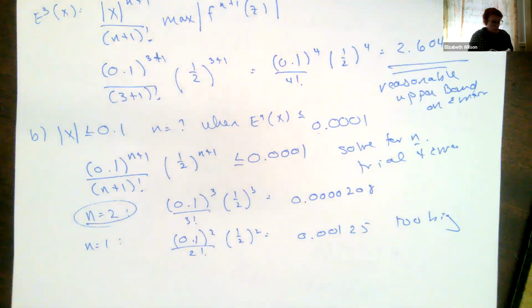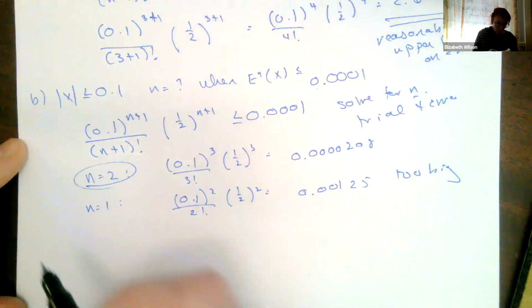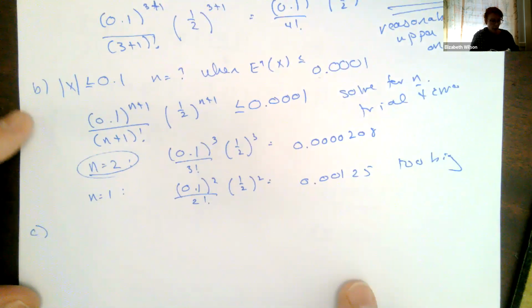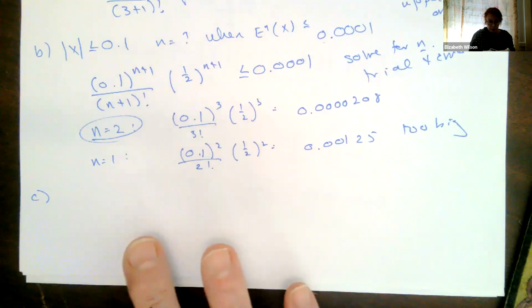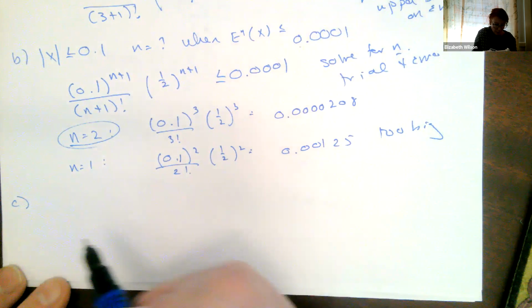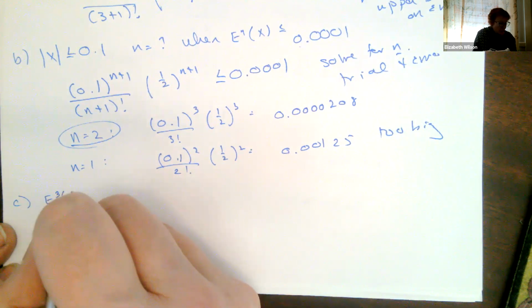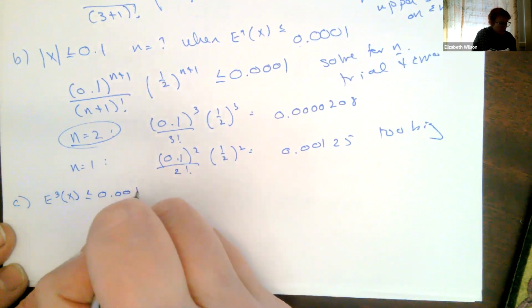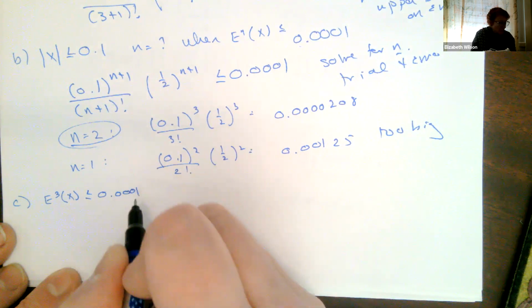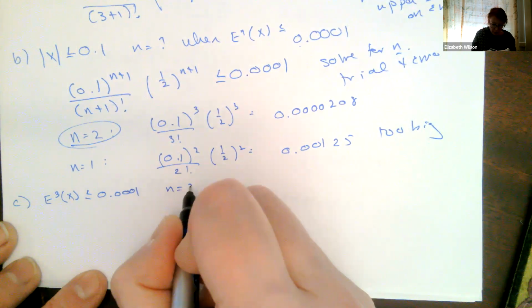Okay, so let's do part C. How we're going to handle part C is we're fixing the order and the error. We want the third order error to be less than 0.0001. Sorry, there's 3 zeros, 0.0001. And we want n equals 3. And we need to solve for x.